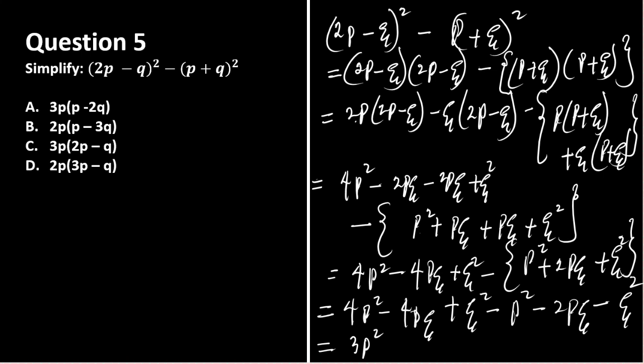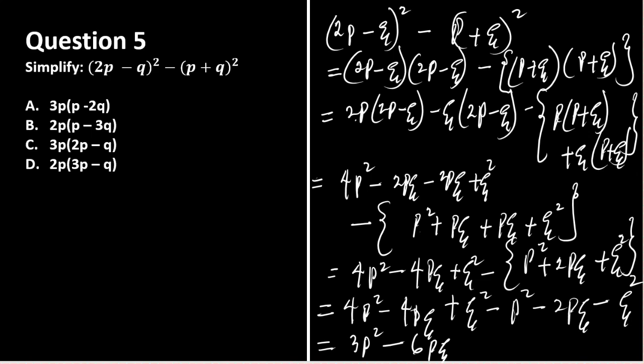Now look at it from this concept. If I'm owing somebody 4 naira and I'm owing another person 2 naira, I want you to see it from this perspective. My total debt becomes what? 6 naira. That's 6pq. Now I have plus q squared minus q squared. Both give way for each other. So I have 3p squared minus 6pq.